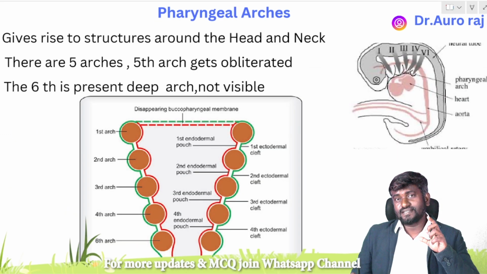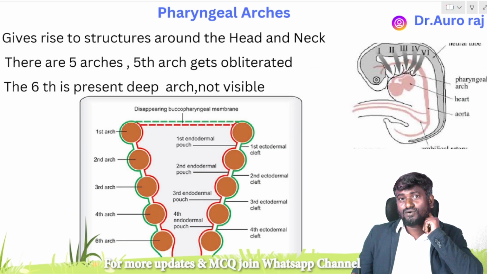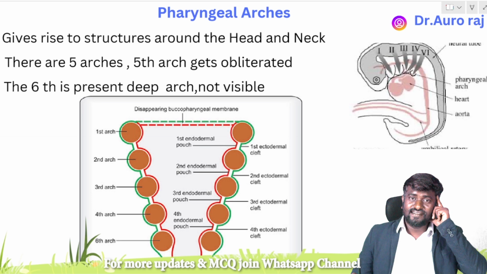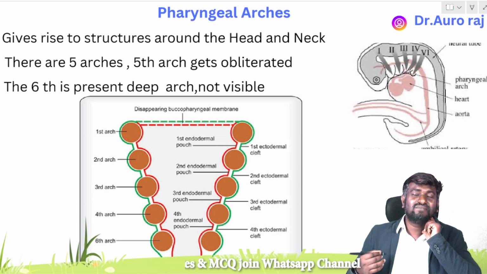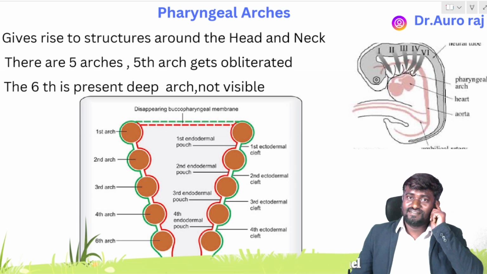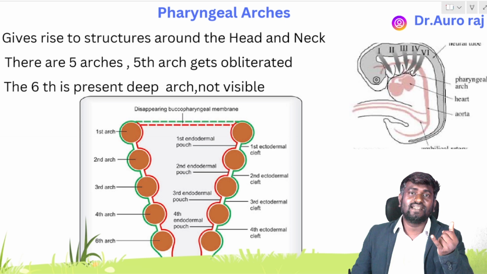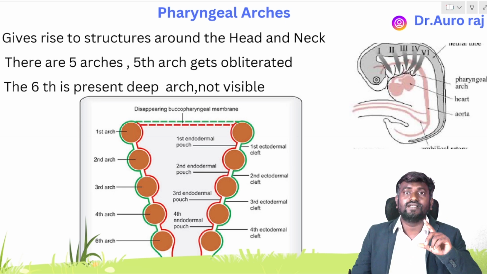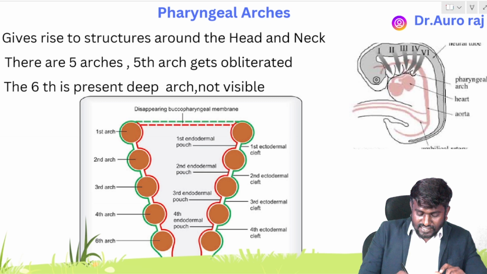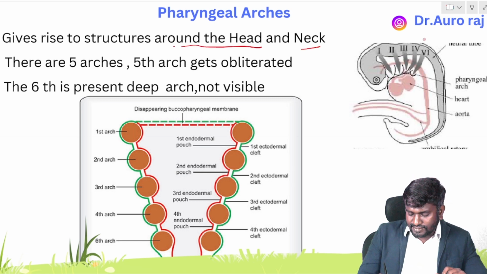Pharyngeal arches give rise to structures of your neck and head. What are the structures here? Namely cricoid cartilage. In the ear we have malleus, incus, stapes. We will study one by one shortly. Now remember, pharyngeal arches give rise to structures around the head and neck.